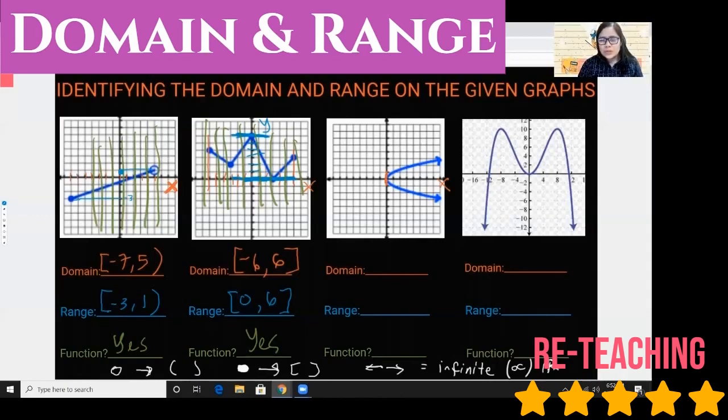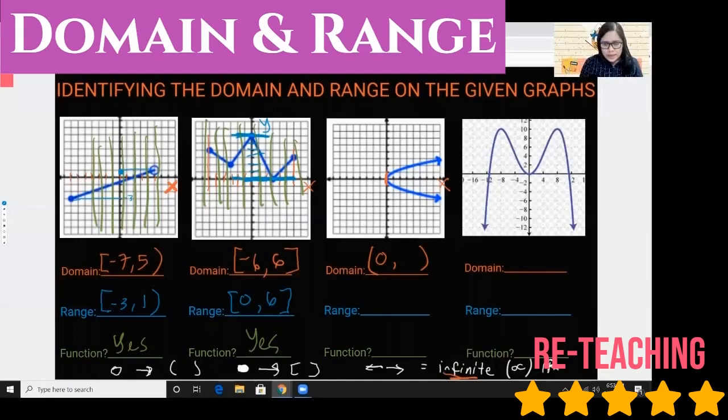So we're going to use the parentheses to identify the domain and the range. Again, we start with the minimum value, the lowest value. It starts with the origin, which is 0. And then look at the arrow. The arrow means infinite. Infinite on the positive side of the x-axis, going to the right. If it is going to the right, it is positive.